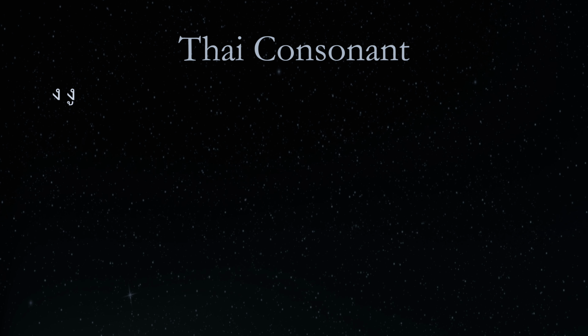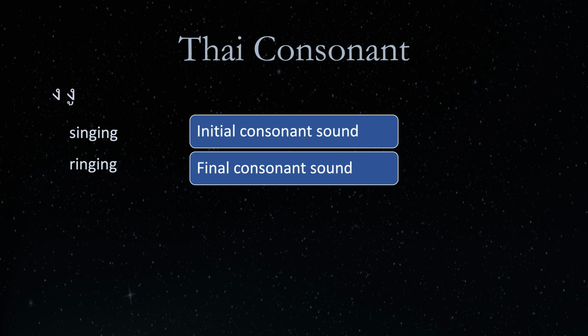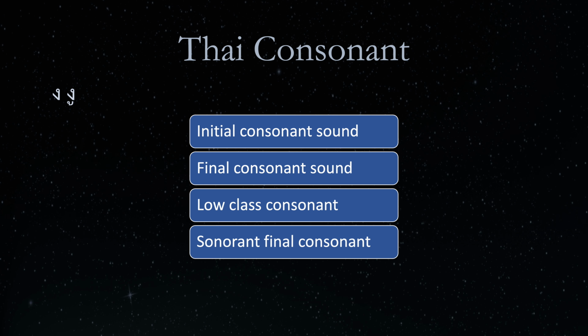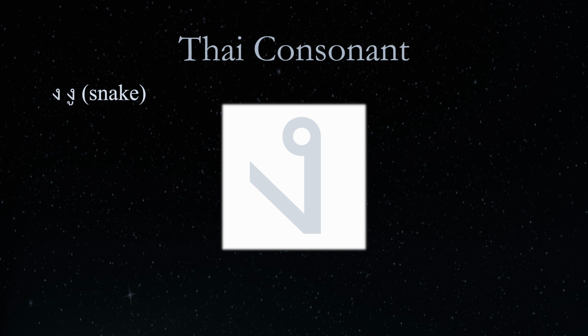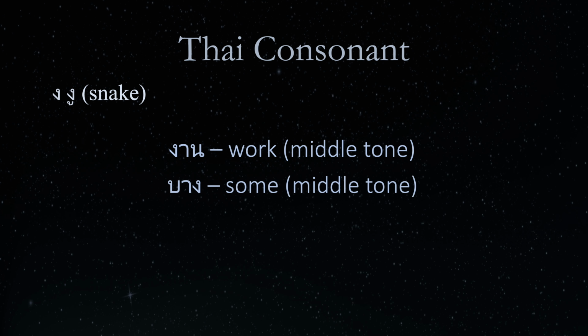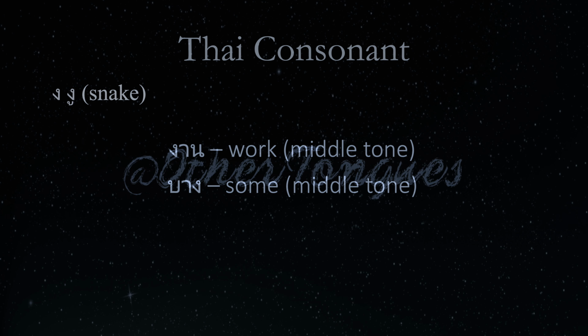That is the Thai consonant ng, which we can summarize as a consonant that sounds like the ng in the middle of the word singing or ringing at the beginning and end of a syllable. Ng is a low-close consonant and a sonorant final consonant. The accompanying word ng means snake. Ng is written like this. Examples of words containing ng are ngan in the middle tone meaning work and bang in the middle tone meaning some.